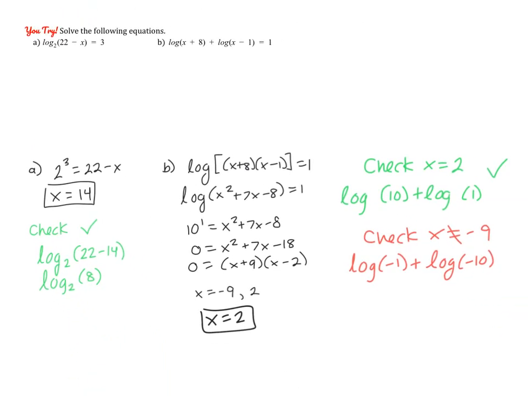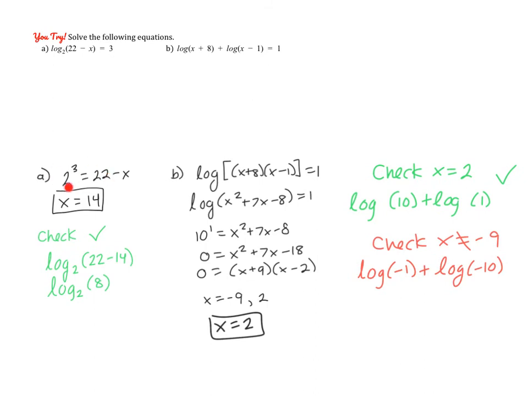Okay, here you can see that by simply rewriting it as an exponential equation, we get 8 equals 2^(2 minus x). Very easy to solve. Please make sure you double checked. Here, if you substitute x equals 14, you get log base 2 of 8, which is completely valid.